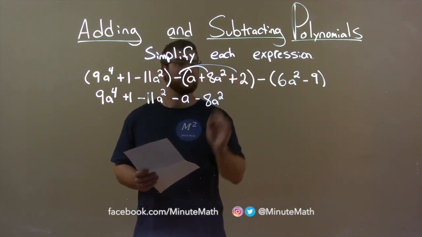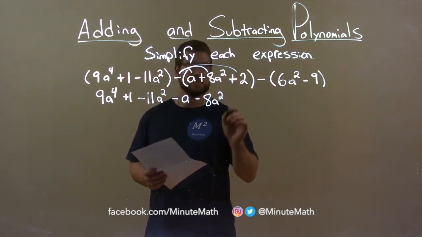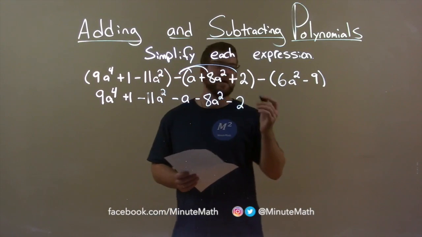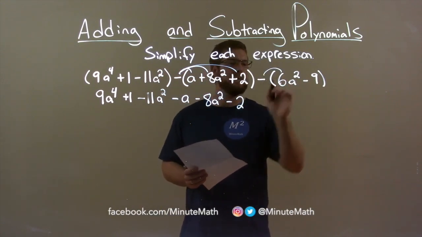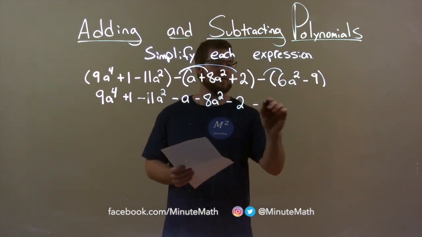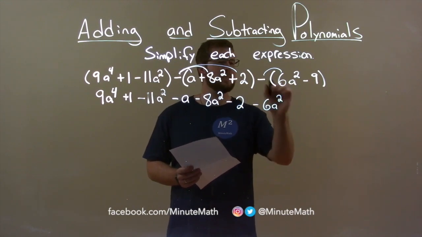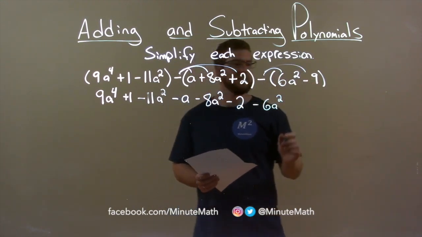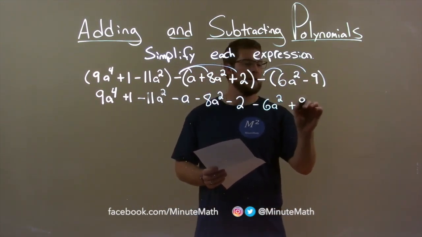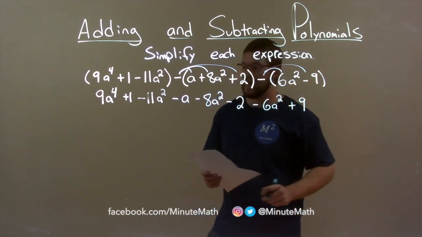Minus sign goes to the last part. Minus times 2 is a minus 2. Here, again, another minus sign. Minus times 6a squared is a minus 6a squared. And minus times a minus 9 is a positive 9. Remember, negative times a negative is a positive.